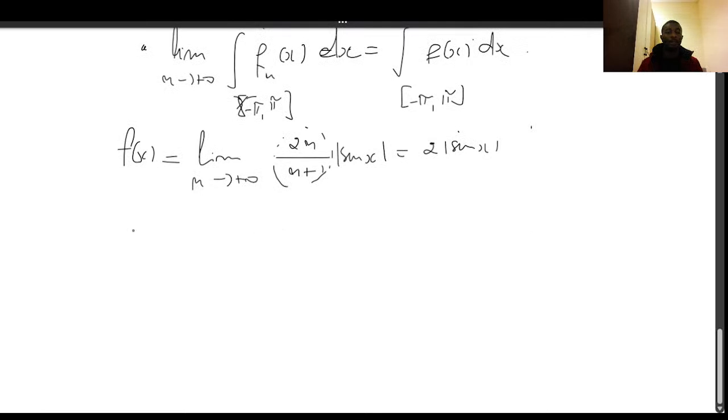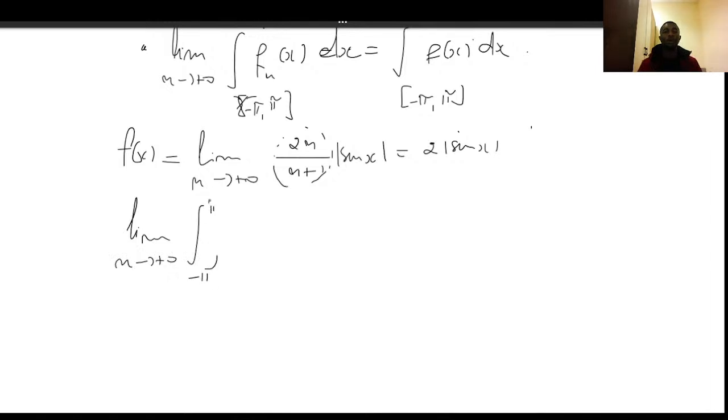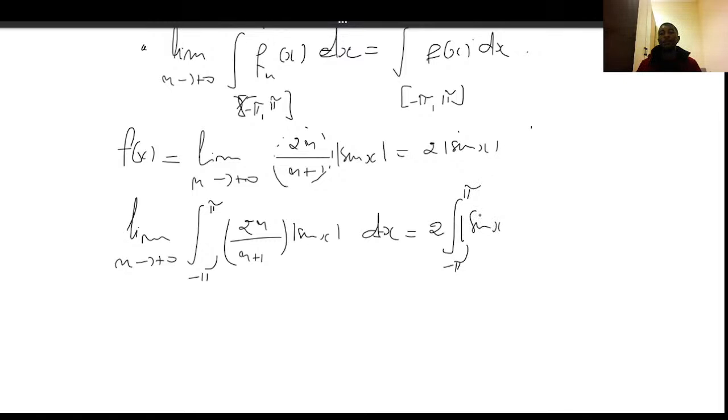And then we want to compute the limit as n goes to plus infinity of the integral from minus pi to pi of 2n divided by n plus 1 times the modulus of sine of x dx. This is a very simple example. It will only be 2 times the integral from minus pi to pi of the modulus of sine of x dx. And then we can integrate, which gives us 4 times the integral from 0 to pi of sine of x dx, which is 4 times minus cosine of x from 0 to pi.